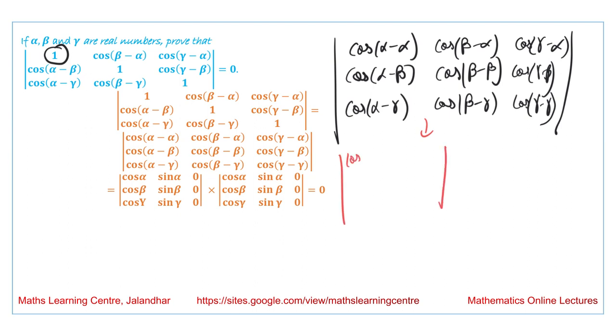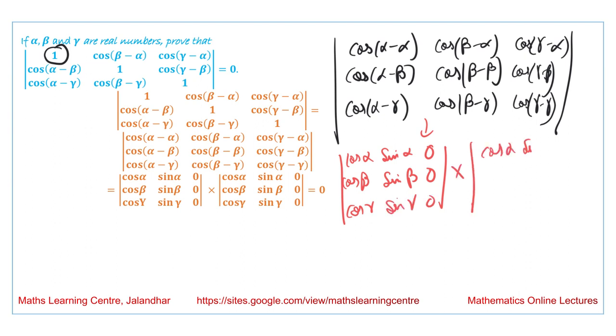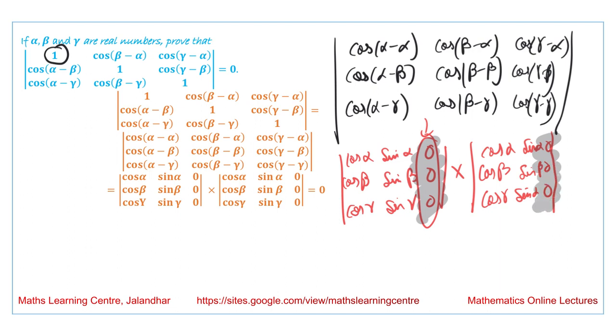One is the determinant with rows cos alpha, sin alpha, 0; cos beta, sin beta, 0; cos gamma, sin gamma, 0, multiplied by the determinant with rows cos alpha, sin alpha, 0; cos beta, sin beta, 0; and cos gamma, sin gamma, 0. Again, the third columns we are talking about are equal to 0, so the final answer for the product is equal to 0, and this is what we have to prove.